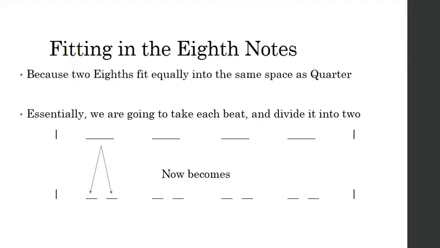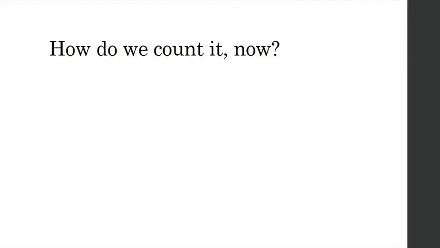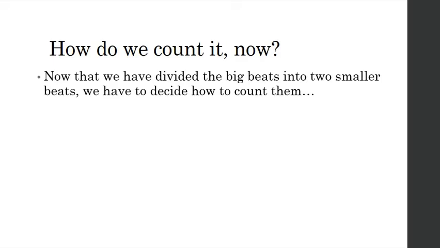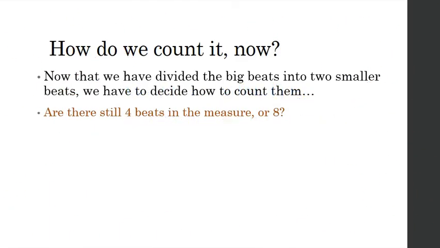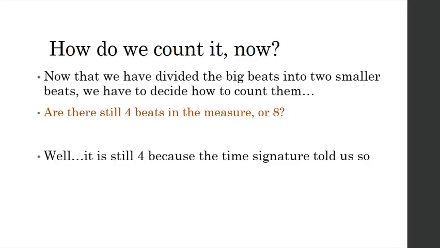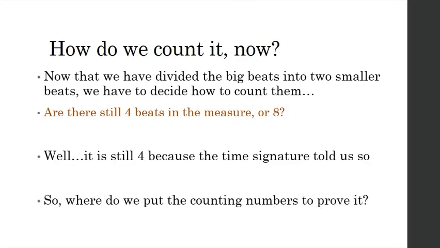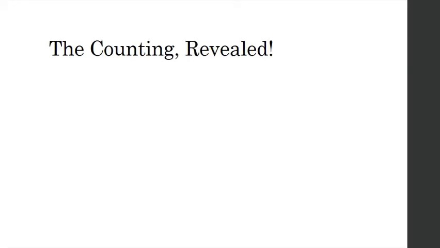But in looking at that, you see now there are 8 blanks, but you see they're grouped together. How do we count it? It sort of gets confusing. Now that we've divided that big beat into 2 smaller parts, how do we count them? Is it still 4 beats in the measure, or is it 8? Well, the way to start thinking about it is to go back to the time signature. The time signature told us 4 beats in a measure, so it is still 4 beats. So then what do we do about the other blank spaces, the other parts of the beat? How do we count it?